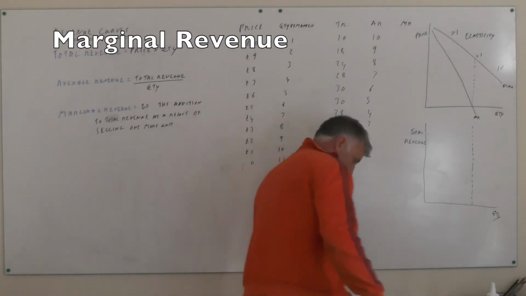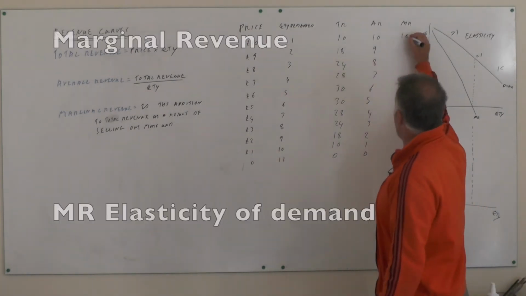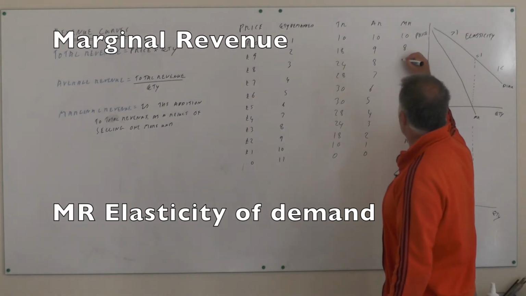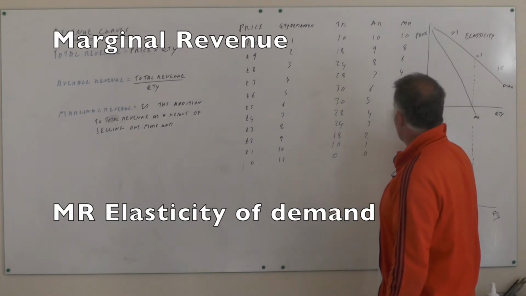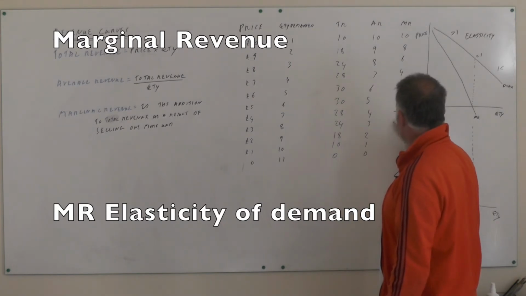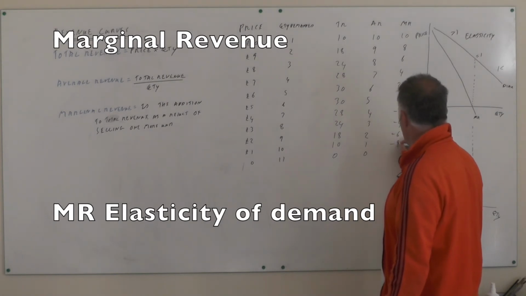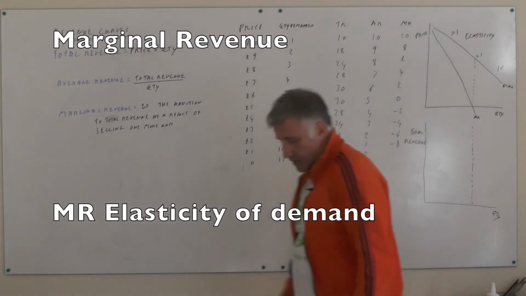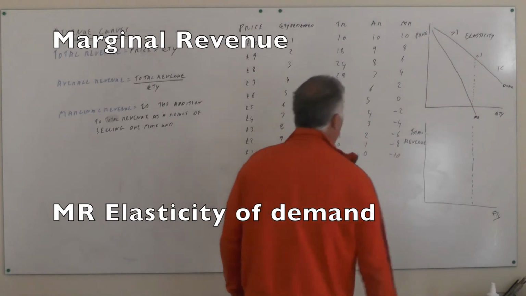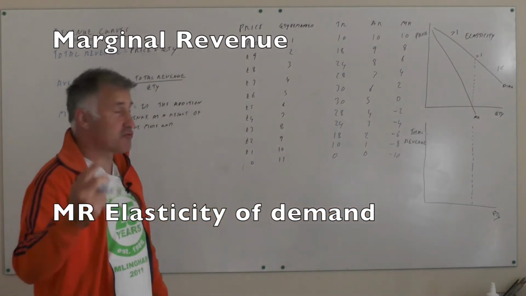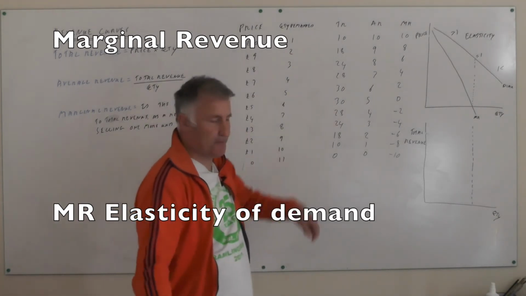The marginal revenue here, as I walk over my mic line, is 10, 8, 6, 4, 2, 0, minus 2, minus 4, minus 6, minus 8, and minus 10. So there we have the marginal revenue. The marginal revenue is the difference between the total revenues each time.